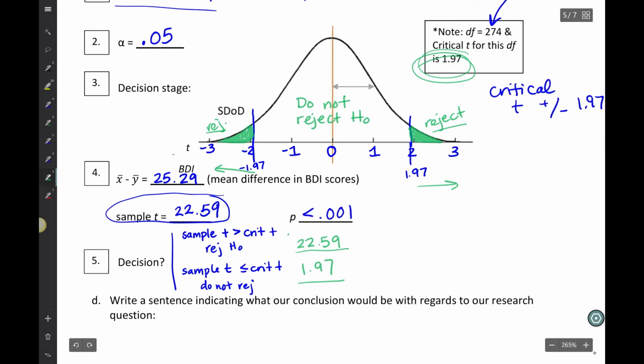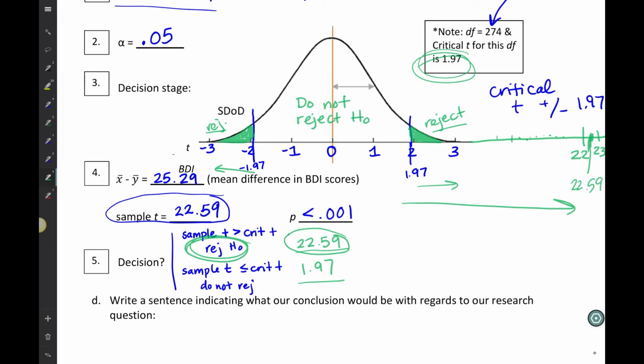This means if we tried to plot this T value of 22.59 on our graph, this would keep going way out here. We would go 4, 5, 6, 7, 8, 9, and eventually we would get to 22 and 23. And a little more than halfway in there is 22.59. So that 22.59 is extremely far out in our rejection region. So in this case, we would reject the null.